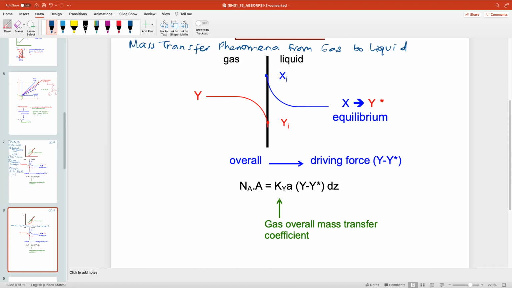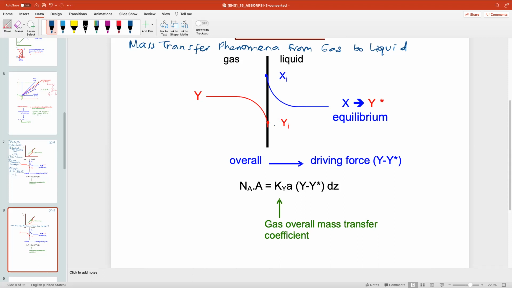And after that, while it is in the interface, when it should be transferred again into the liquid phase, then there is a mass transfer. So usually the concentration or the mole ratio of solute in the interface is higher than the bulk phase, and then there would be a mass transfer from the interface of the liquid into the bulk phase.